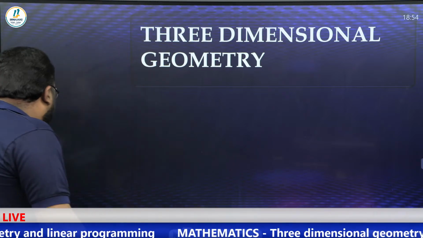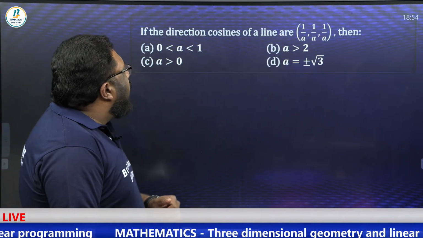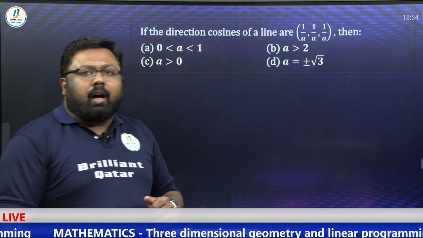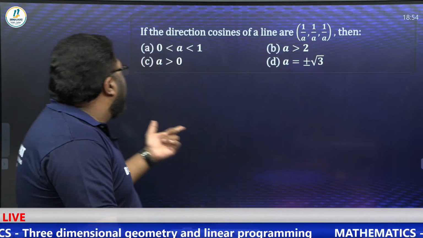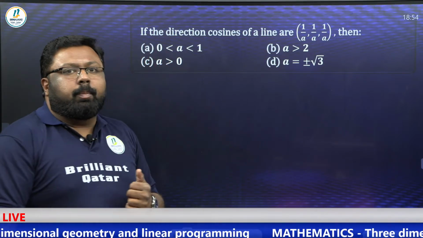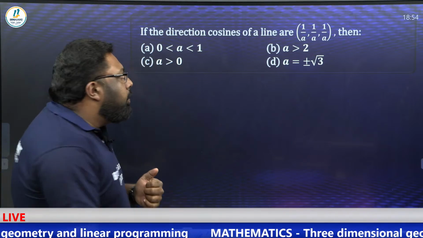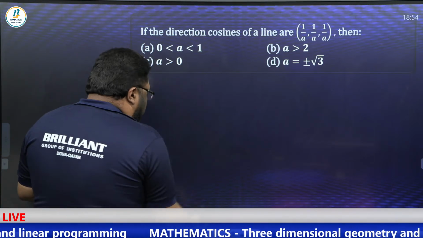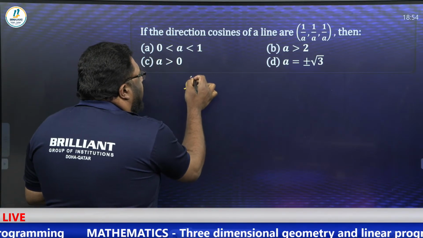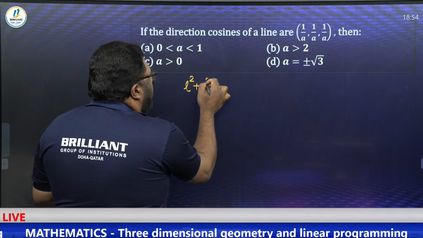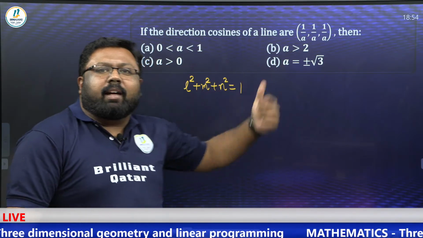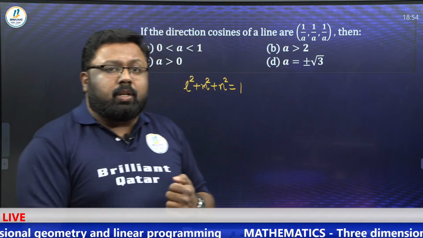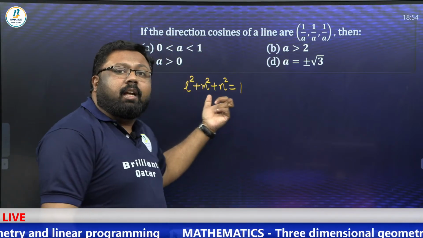Let's start our discussion. Question number 1. If the direction cosines of a line are 1 by a, 1 by a, 1 by a, then what do you know about the value of a? We know the most famous relation that exists between the direction cosines of a line. What is it? We use this in vector algebra also. When I discussed the MCQs of vector algebra, I said this very clearly that day.